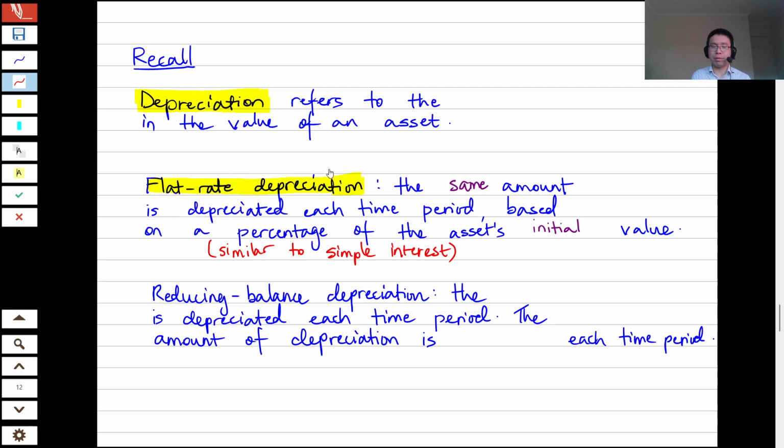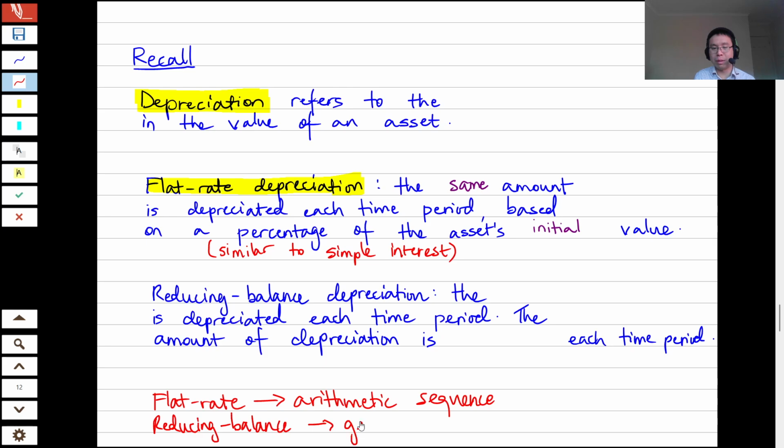So that's an important difference that you need to keep in mind. Now, flat rate depreciation is modeled with an arithmetic sequence. So I'll write this down here as well. Flat rate, we use the arithmetic sequence. For the other one, reducing balance, we are going to use a geometric sequence.